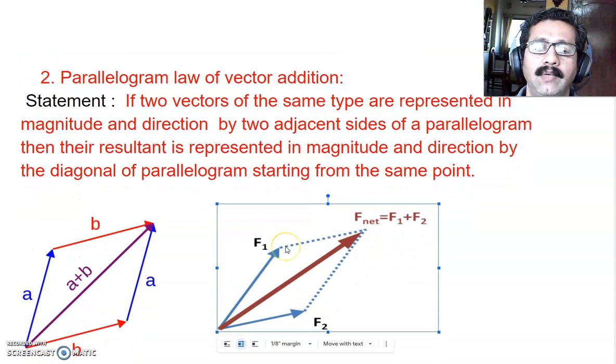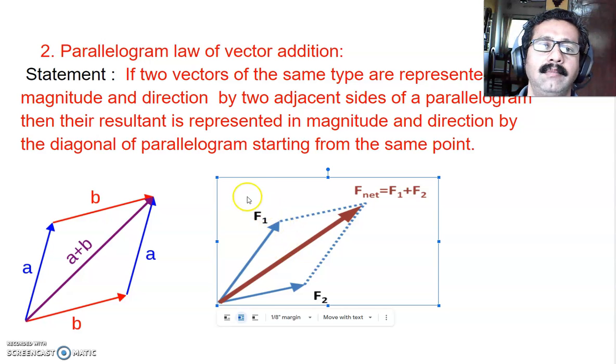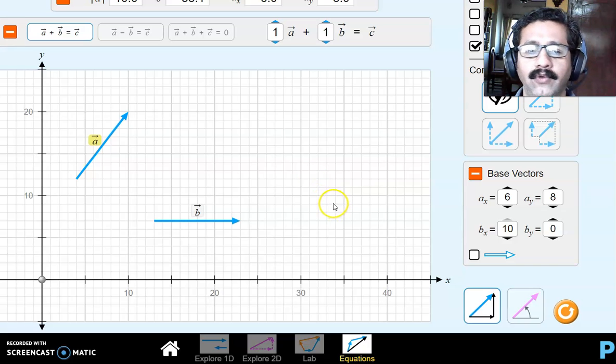Now this can be better understood by some kind of graphical representation, which I will go for here. Here I can see that I have two vectors. One is vector A, the other is vector B, and their addition will be considered to be some other vector called vector C.